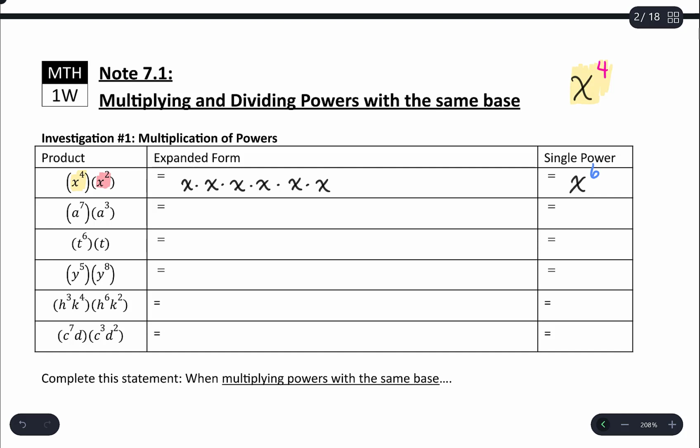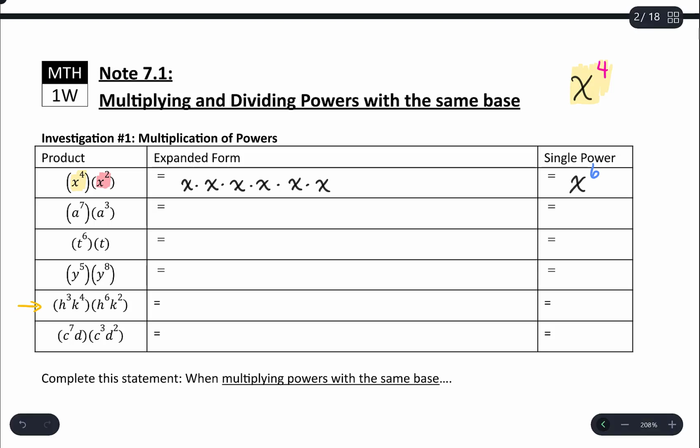Okay, so what we want to do is try this again. Let's jump down to a lower example, one down here with the h's and the k's. Let's look at what happens if I'm trying to multiply powers that have different bases.